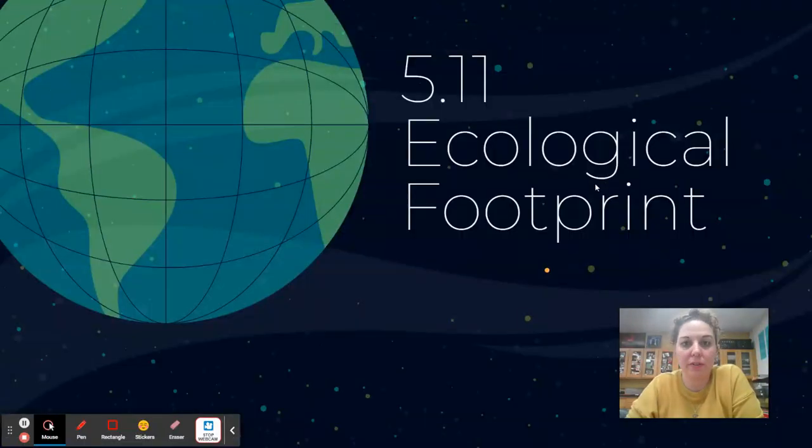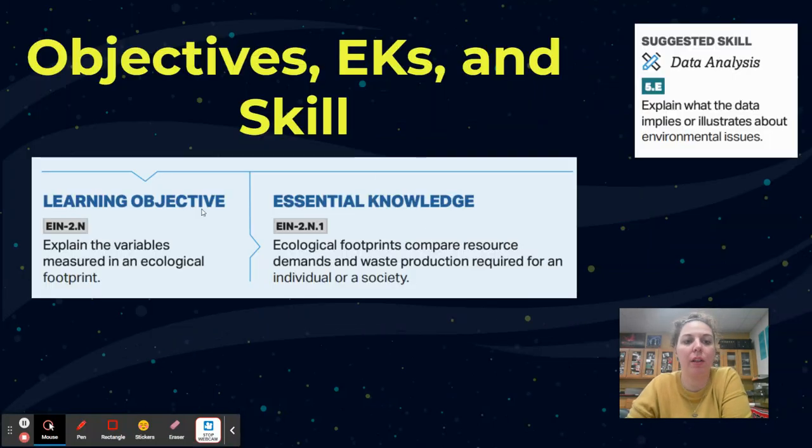So we've got three different sections we're going through today, 5.11 through 5.13. We're going to start with ecological footprint, which is the measure of land that is used by an individual or a group. So we're going to talk about how that's calculated and ways we can lower that. Here's your essential knowledge and your learning objective. For our FRQ, you're going to explain what the data implies or illustrates about environmental issues.